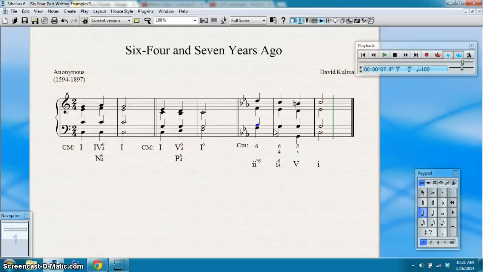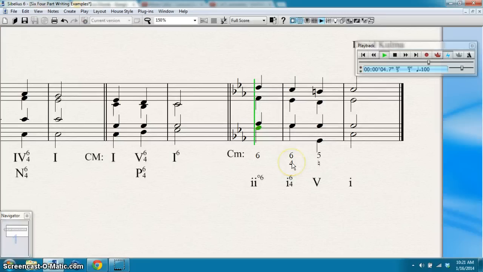And notice I've doubled the bass note. So look at this. Double the bass, double the bass, double the bass, double the bass. All 4 chords have the bass doubled. So let's take a listen.